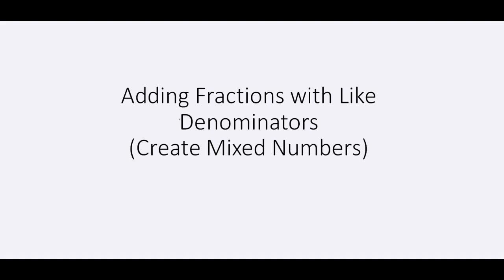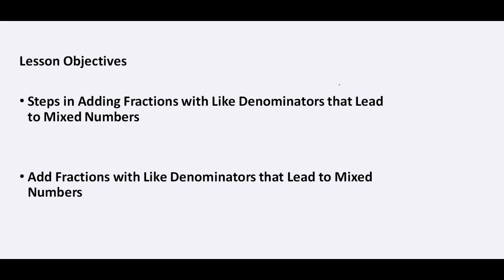Here we're going to add fractions with like denominators, but we're going to end up with improper fractions, so therefore we're going to be creating mixed numbers at the end of each of the problems that we solve. So we're going to look at the steps in adding fractions with like denominators that give us mixed numbers, and then we're going to look at some examples.